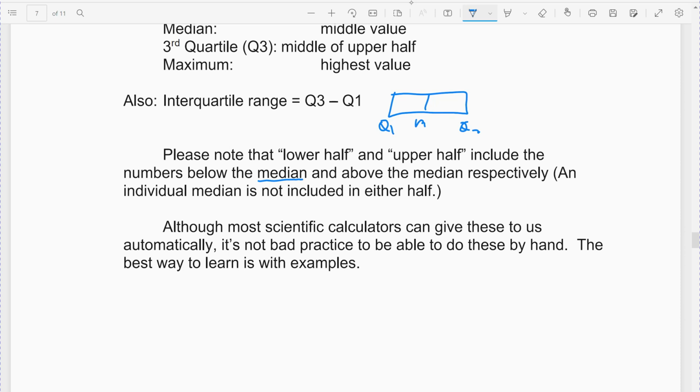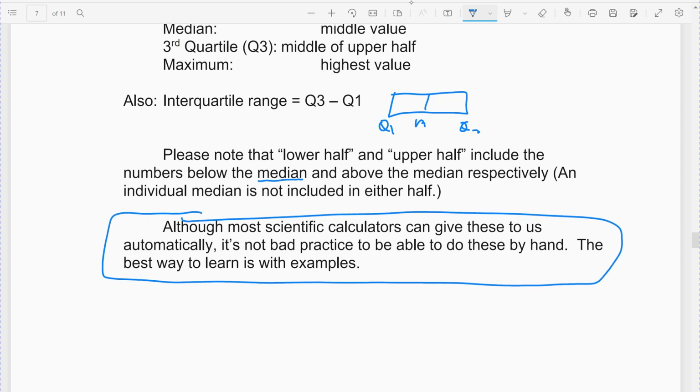If it's an even set and you find the median, which would land between the two middle numbers, then the two middle numbers will be in the upper half and the lower half, because the median is between them. I'll do an example of each so that you can see what I mean. Just so you know, most scientific calculators can do this, and if you want to learn how on your particular calculator, there are videos out there on how to do it.